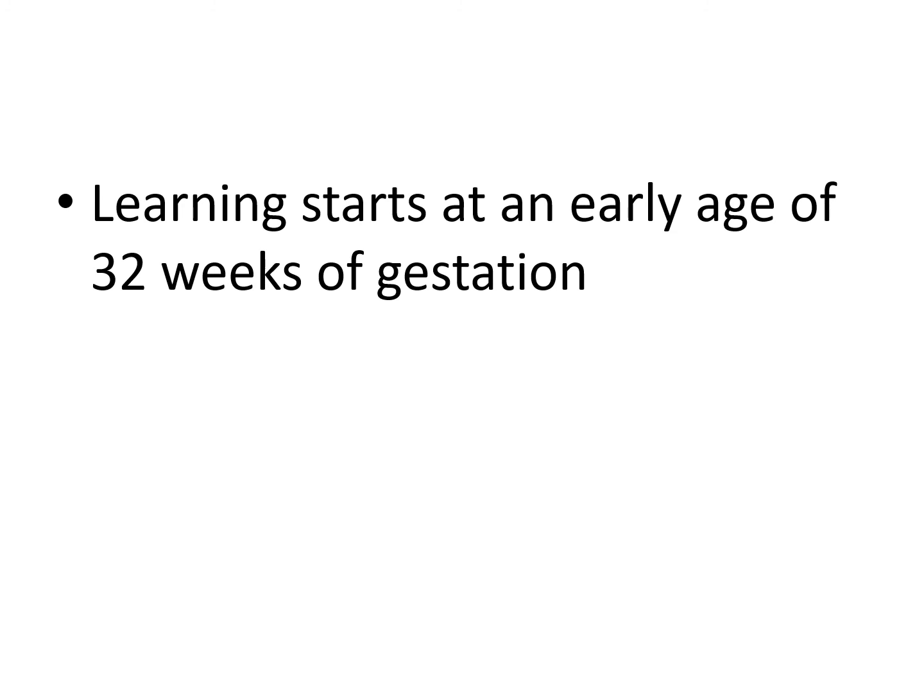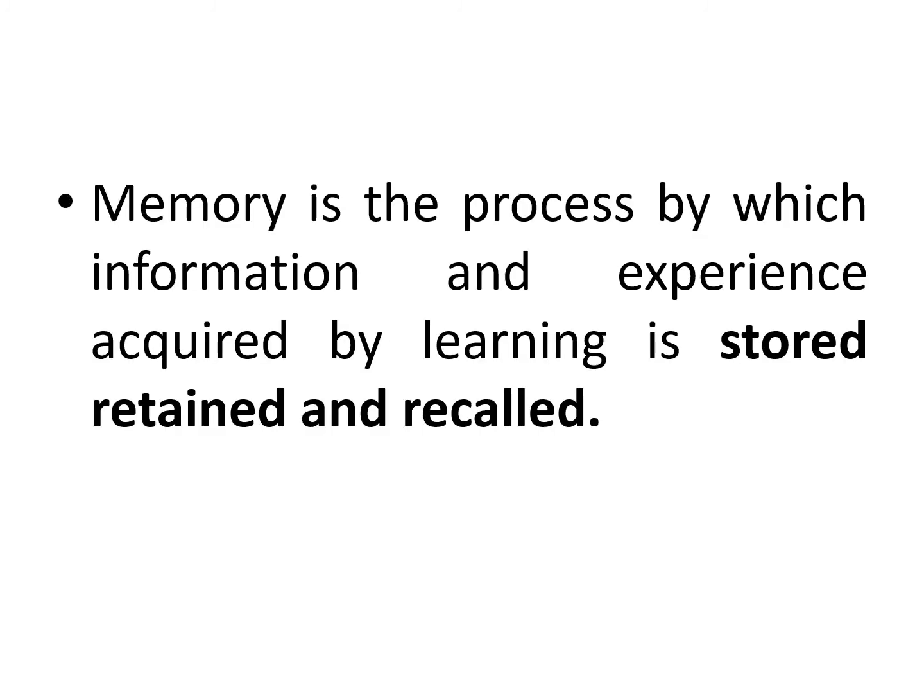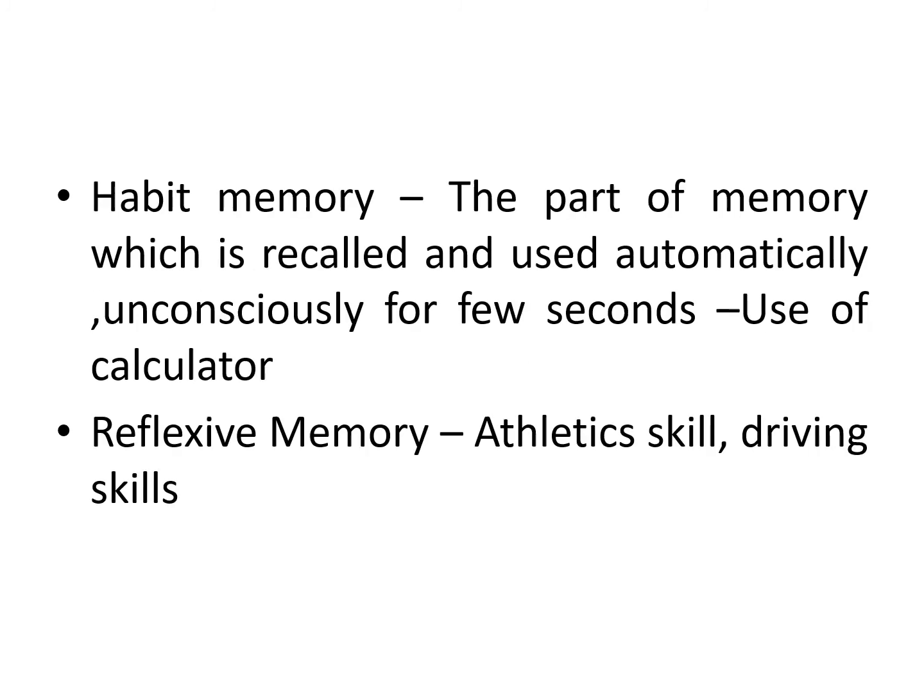Of learning, actually what occurs is you are recollecting and storing all informations. The number of times you start to learn something, your nervous system stores that information as chemical constituents. Memory. Memory is the process by which information and experience acquired by learning is stored, retained, and recalled. So, learning and memory go hand in hand.